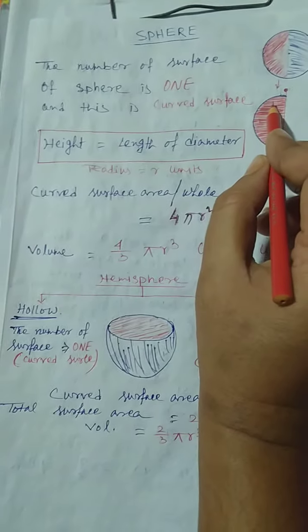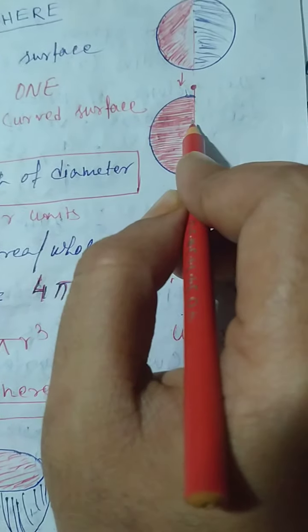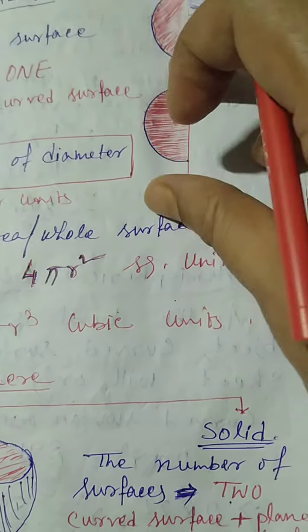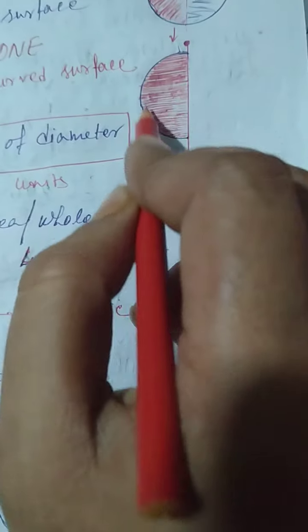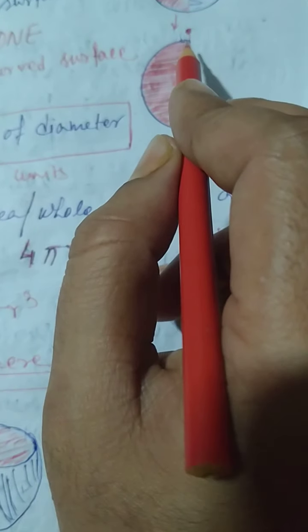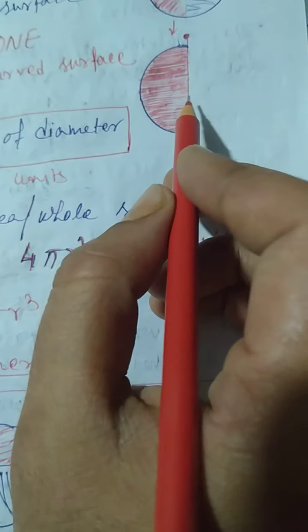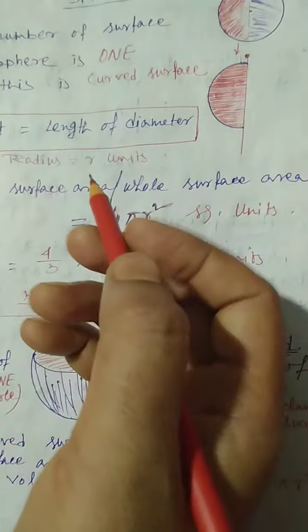Next, we rotate this portion, taking the diameter as an axis. Taking this diameter as axis, we rotate this semicircular portion. Then we get a solid figure which is called a sphere, just like a tennis ball. This is an example of a sphere.